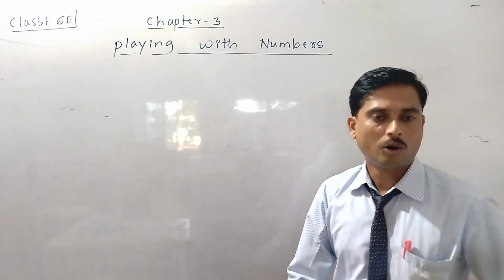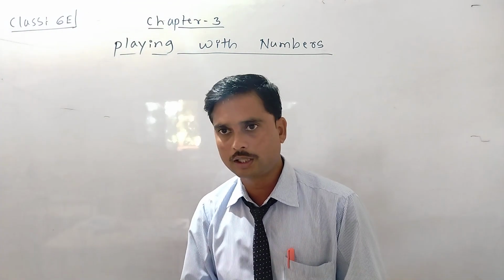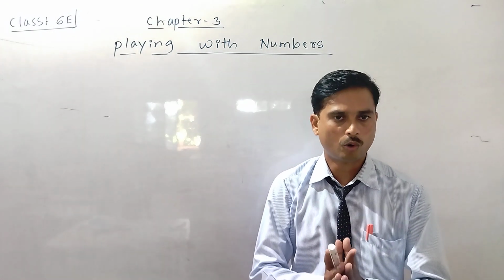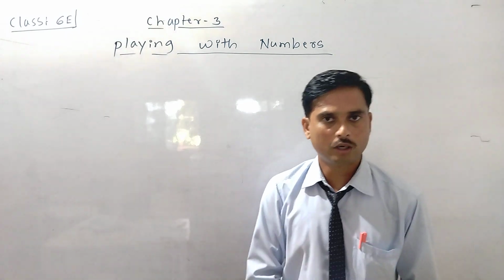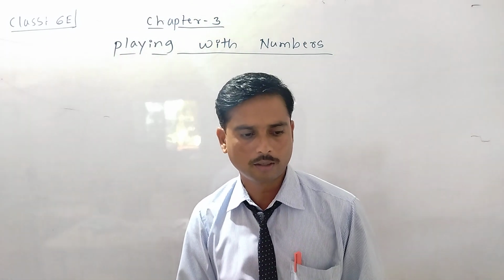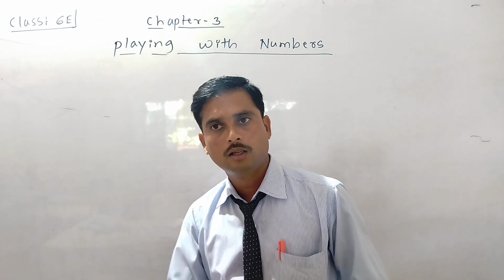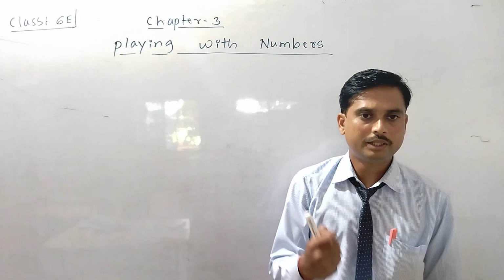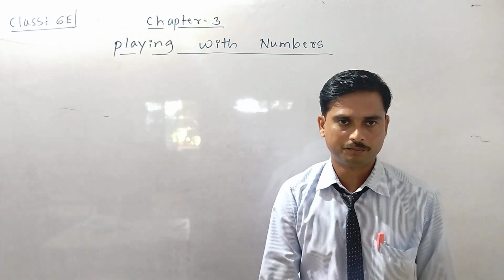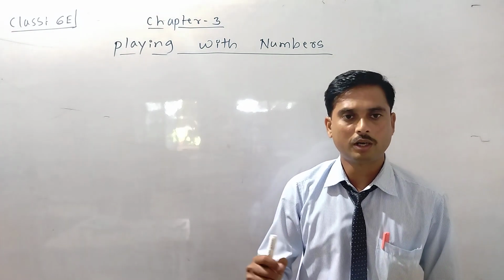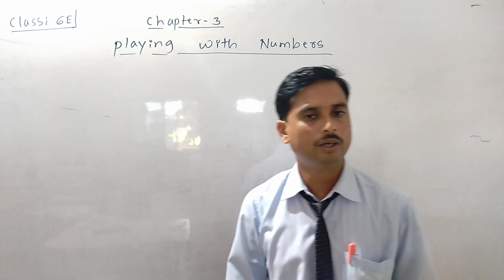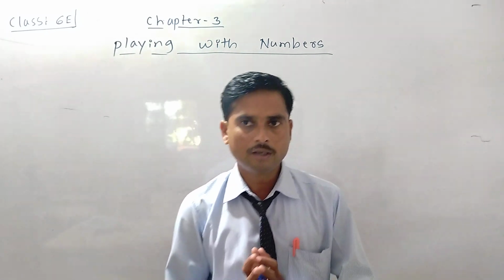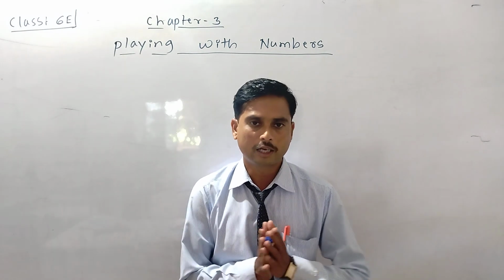Already we discussed the lesson on whole numbers. We discussed what a whole number is and what a natural number is, which is the smallest whole number and which is the smallest natural number. We also discussed the properties of whole numbers. What are the properties of whole numbers? Tell me.